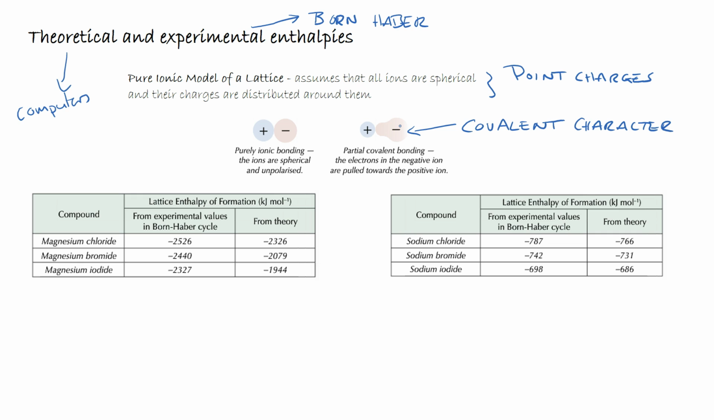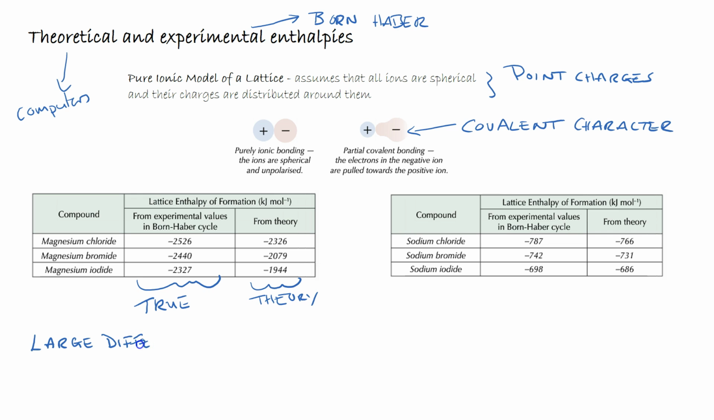Well, let's look at our two examples at the bottom here. Here we've got magnesium chloride, magnesium bromide and magnesium iodide. Here we've got some experimental values taken from the Born Haber cycle. So these are true and they're calculated experimentally. This is from the theory, and this is assuming a purely ionic model. So here's our theory, and we can see that there's quite a large difference between the two.